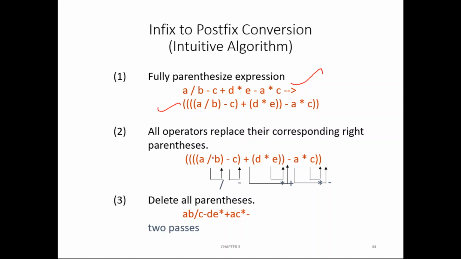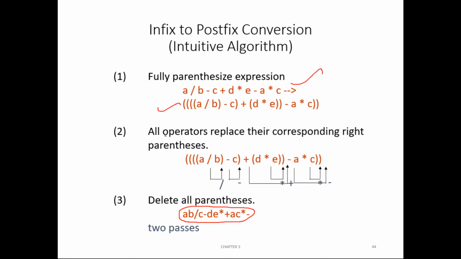Go to the innermost parenthesis and identify the operator, and that operator will replace the nearest closing parenthesis. Do this repeatedly for the next innermost bracket and go on until all brackets are covered. So this is the process, and then delete all the parentheses. If any open parentheses are left out, delete those. Then you will get the respective postfix expression. This is how we do it manually.